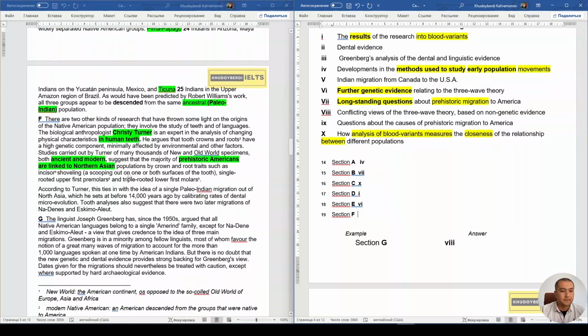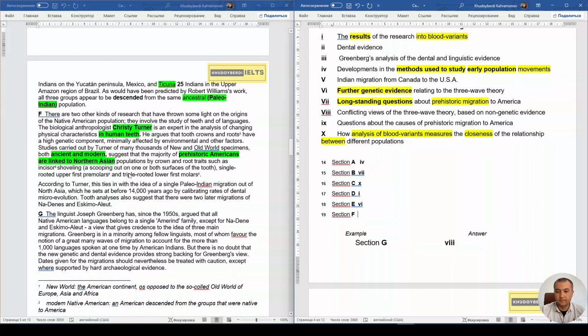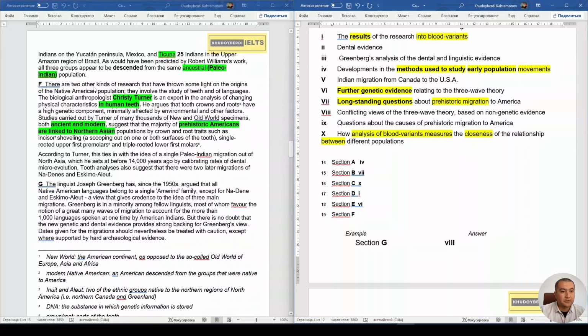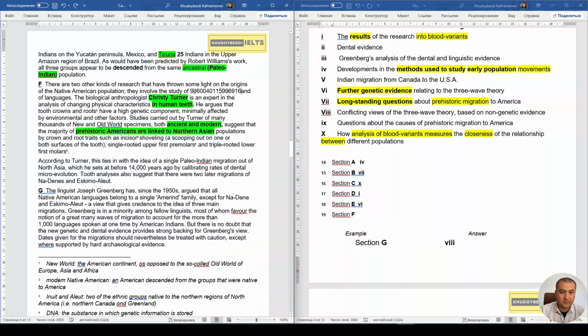And the last one. I think this is the last one, right? Because G1 has been done for us. There are 2 other kinds of research throwing some light on origins of the Native American population. They involve the study of teeth and language.